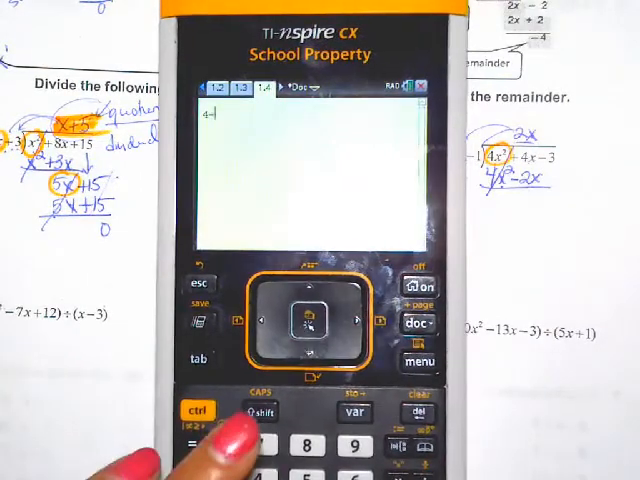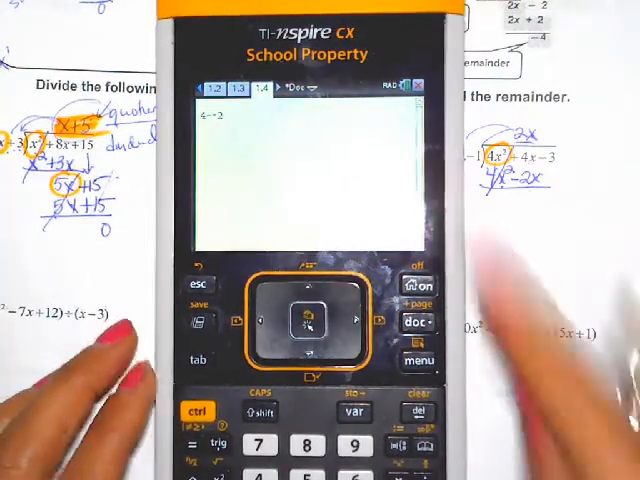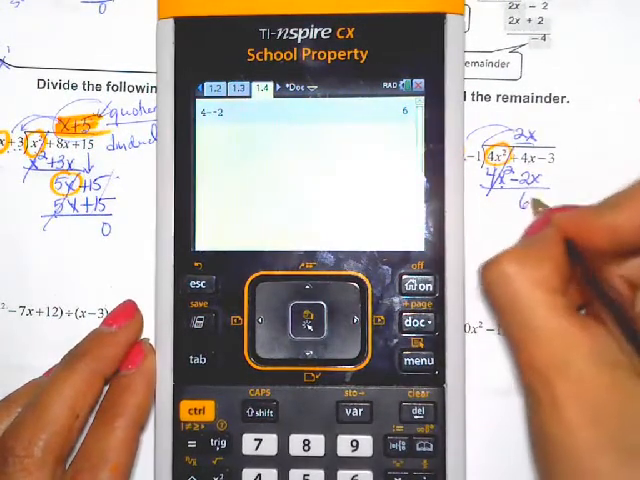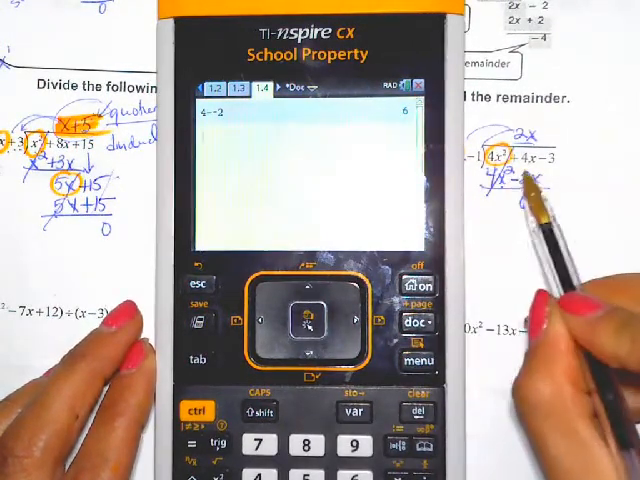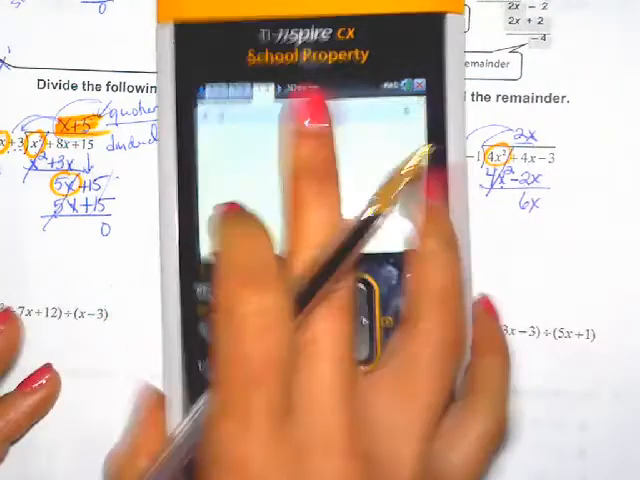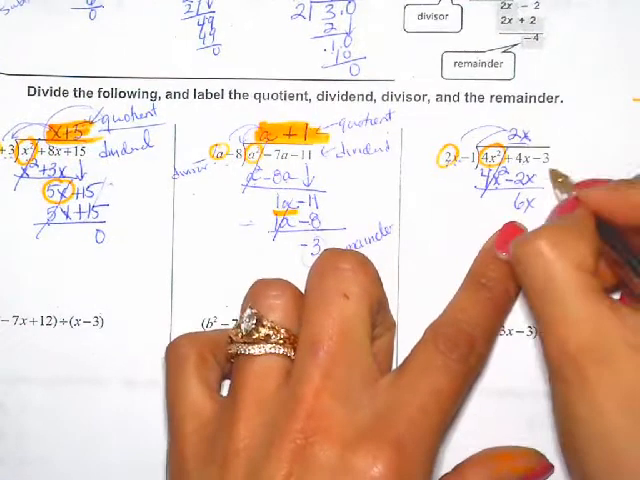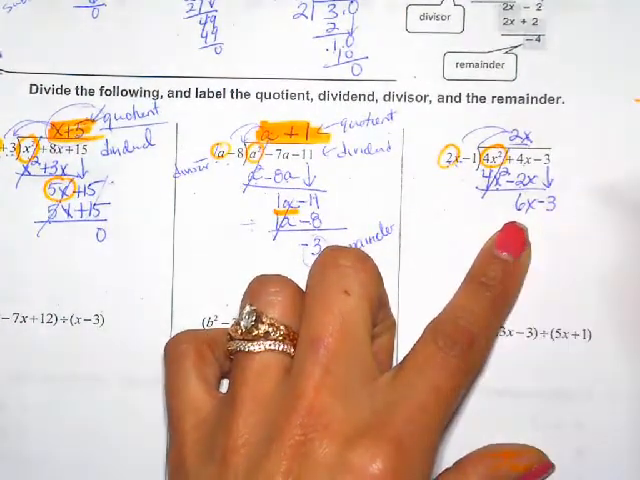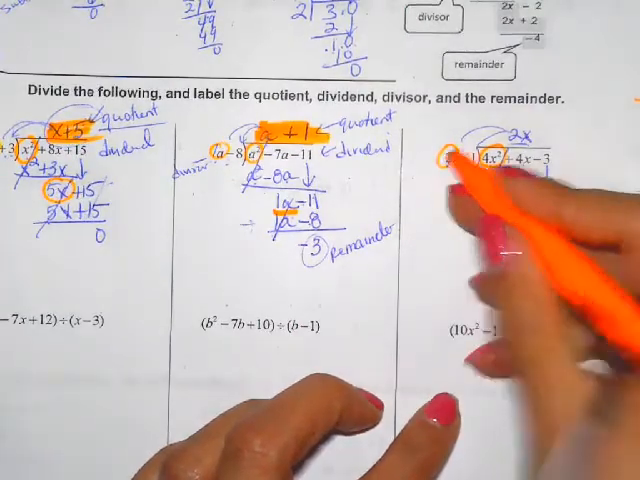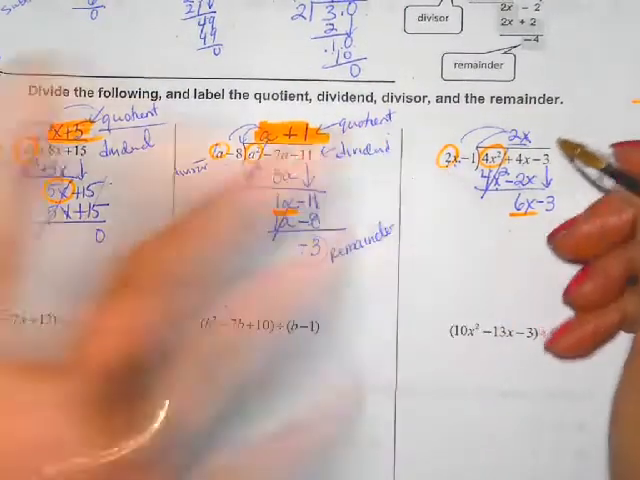4 minus a negative 2, enter, plus a positive 6. Why? Because when I subtract a negative, minus a negative changes this to a positive. 4 plus 2 is 6x, and now bring down the minus 3. Again, we focus on the first term, 6x and 2x. You can think of it as multiplication or division.